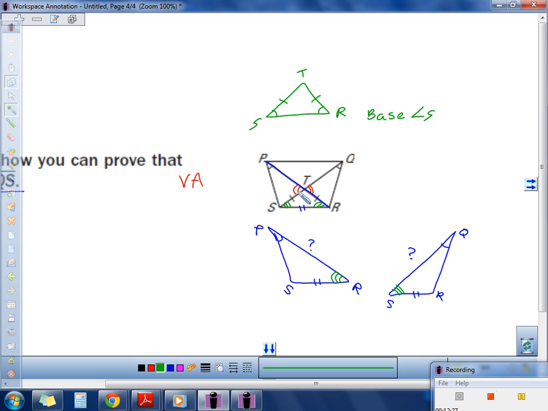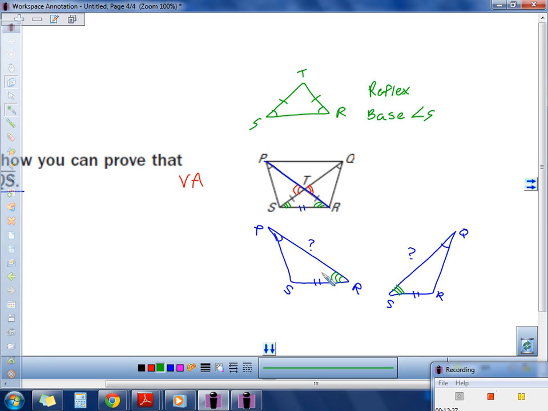We had vertical angles. What did we put these marks on for? I didn't write the reason, I'm sorry. That was reflexive. So far we have reflexive. Draw the mark, write the reason. Perfect. Good little mantra to repeat.